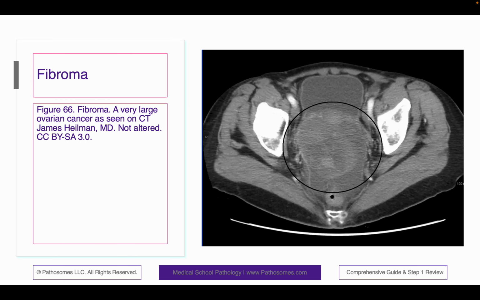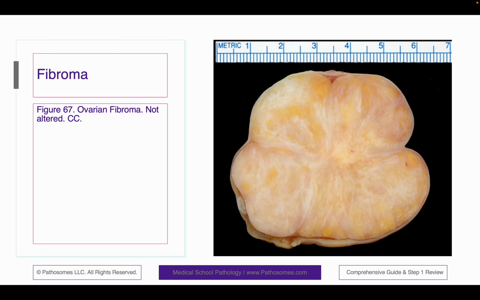Future radiologists, can you see this? How would you describe that? Is it affecting the ovary? Here on CT, we see a very large ovarian mass. Can you say that was a fibroma? Well, we can say this is a fibroma, right? Because we have the pathologic specimen right before us.